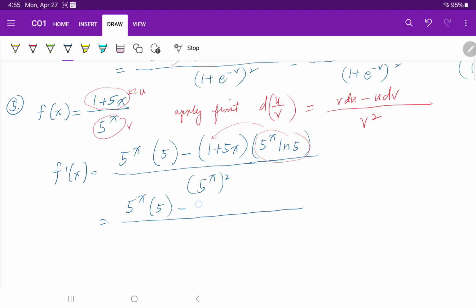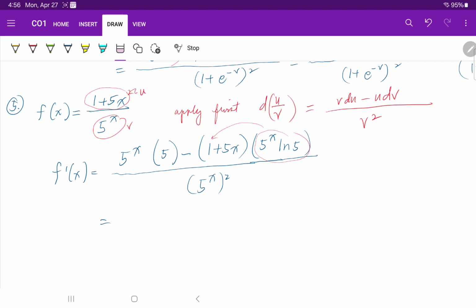It's negative 5 to the x ln of 5, negative, and then minus 5x times 5 to the x ln of 5 divided by 5 to the x squared. So is 5 to the x common? Now 5 to the x is common. Let's revise. Because later I see that it's common.